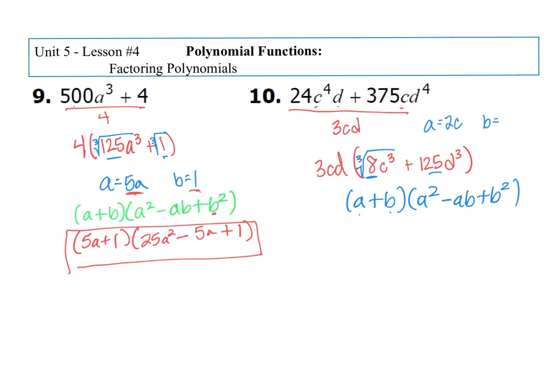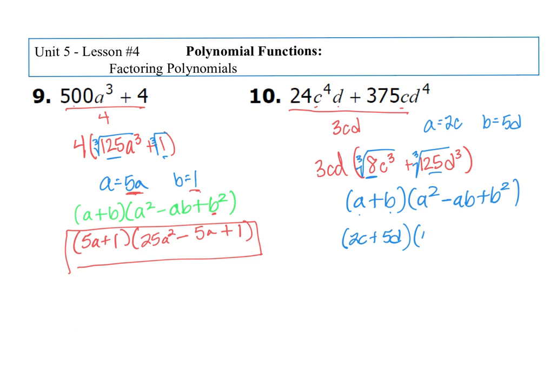B is the cube root of my second term. So the cube root of 125 is 5, and then we'll have 1d. So we're using 2c and 5d. So a plus b is 2c plus 5d. And then we have our a value squared. Again, don't just square the number or the letter, you're squaring both.